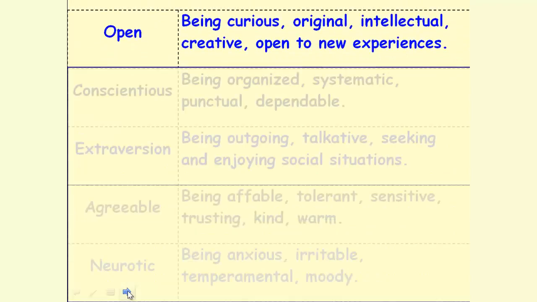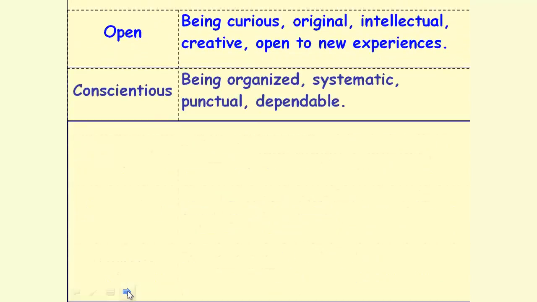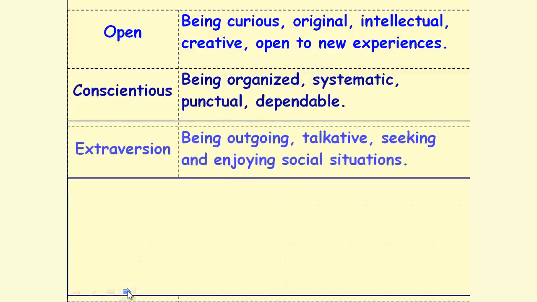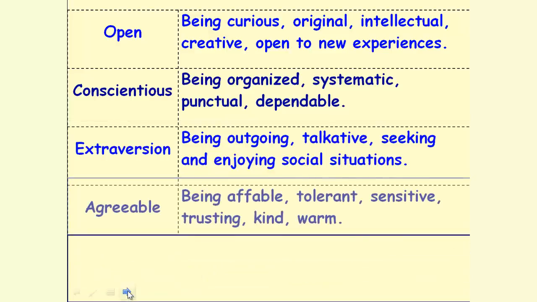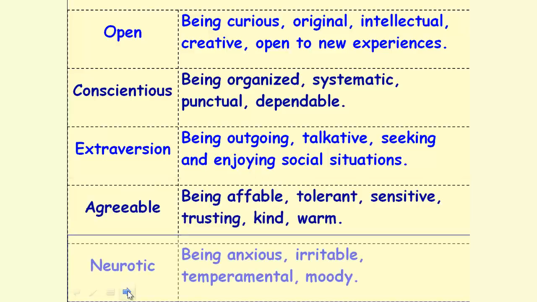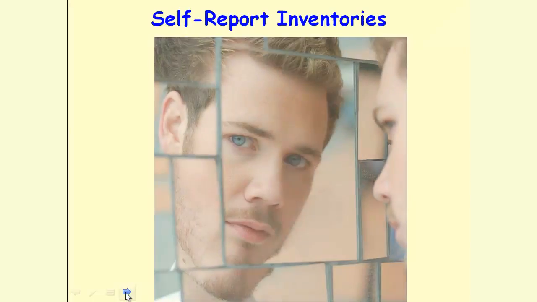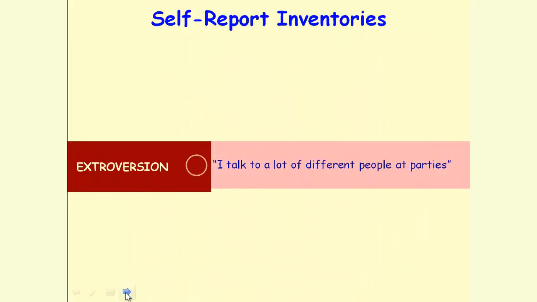Looking a little more carefully at these, you can see that each of the Big Five, O, C, E, A, N, has a very specific definition for it that you'll be expected to know. Trait theorists focus on overt behavior rather than on unconscious feelings and beliefs. Trait theorists assume that people are able to report accurately on their own personalities using self-report inventories.